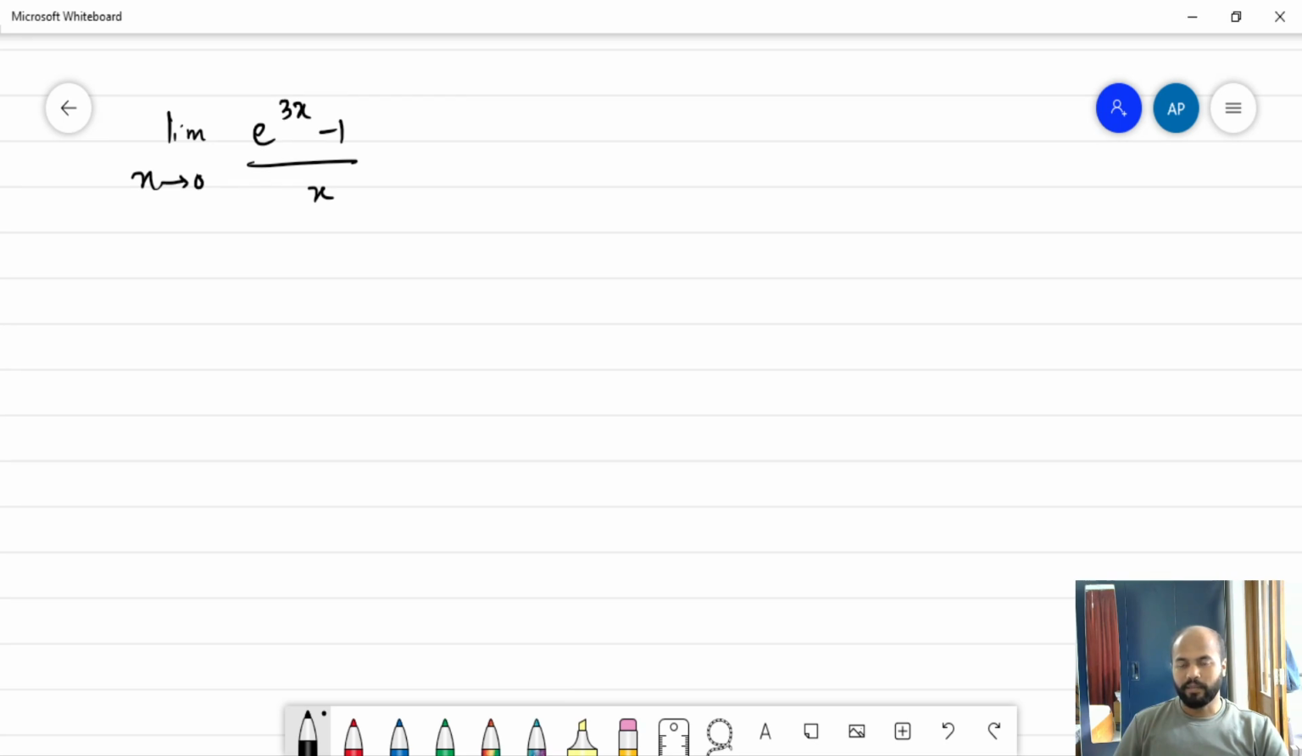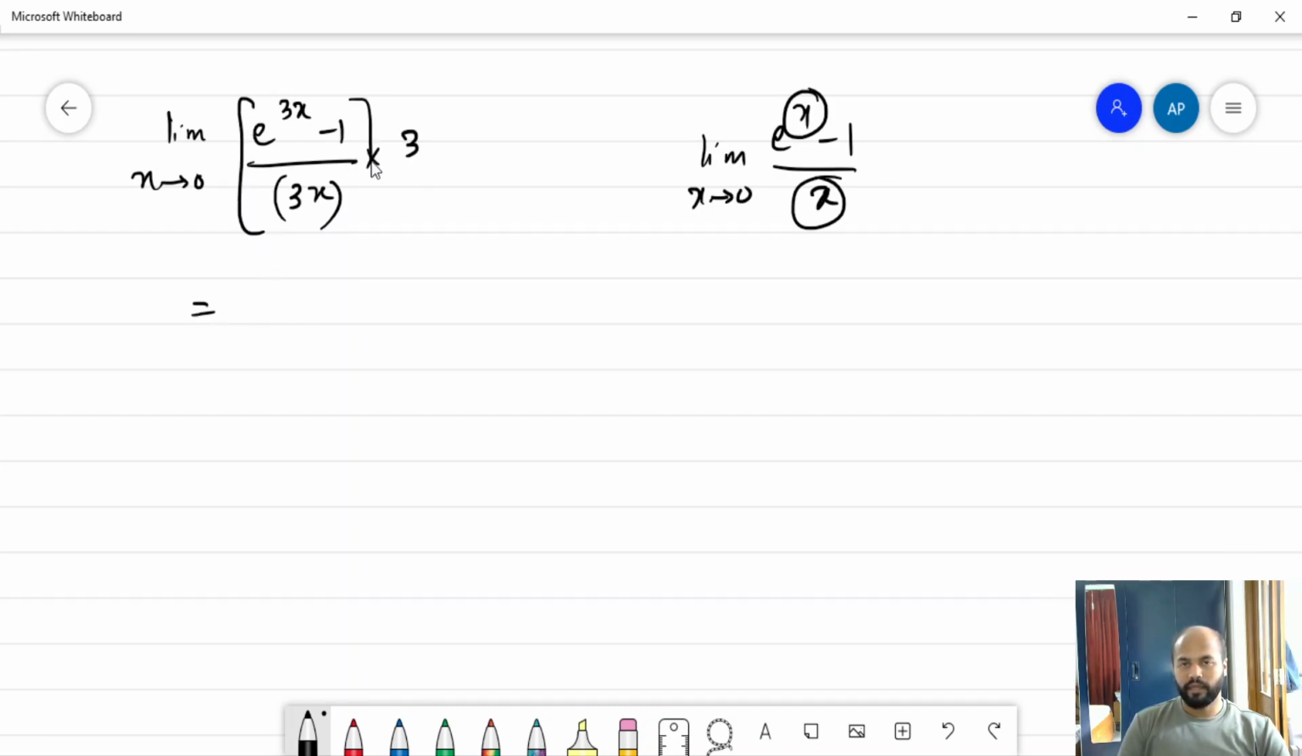The first one in this type is something like this. That is, we have e raised to 3x minus 1 by x, when x is tending to 0. Now, according to the expression that we have learned till now, it is e raised to x minus 1 by x. So the power and the denominator must be the same. Only then we can write it as the value 1. So let me write 3x over here, and then I'm going to multiply 3 over here. So the value of this is going to be 1, and the overall limit is going to be 3.